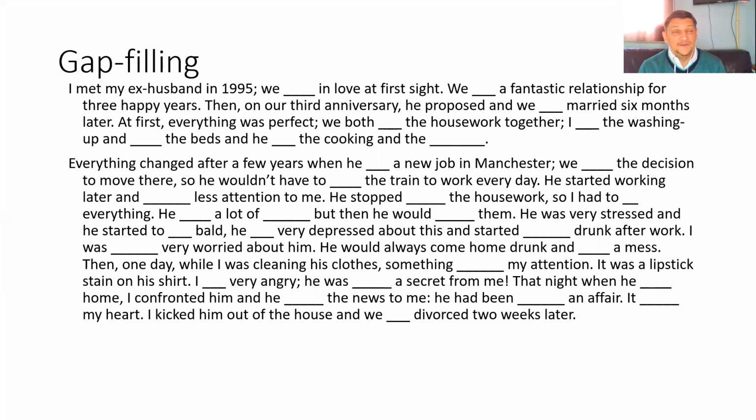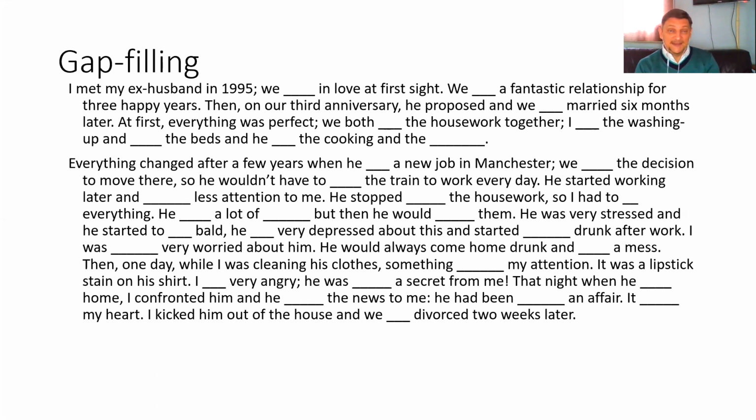Like, for example, if you start with the first sentence, I met my ex-husband in 1995. We ... in love. Which word is missing? Fell in love. Fell in love at first sight. We ... a fantastic relationship. What word is missing? Had. That's right. Then on our third anniversary, he proposed and we ... married. Got married, and so on and so forth.